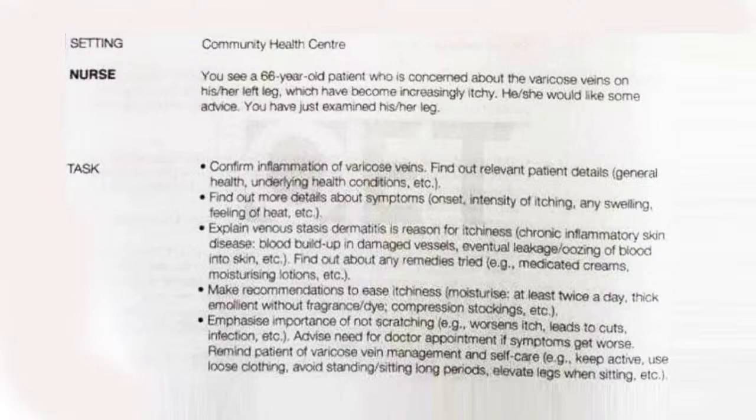Make recommendations to ease itchiness. How to ease itchiness? Suggest measures like moisturizing at least twice a day. Thick emollients can be used, without fragrance or dye. Compression stockings. All these things we can suggest to our client to ease, to relieve itchiness.